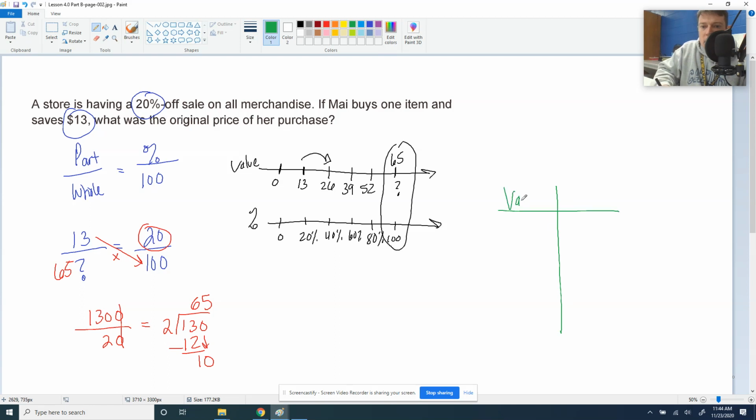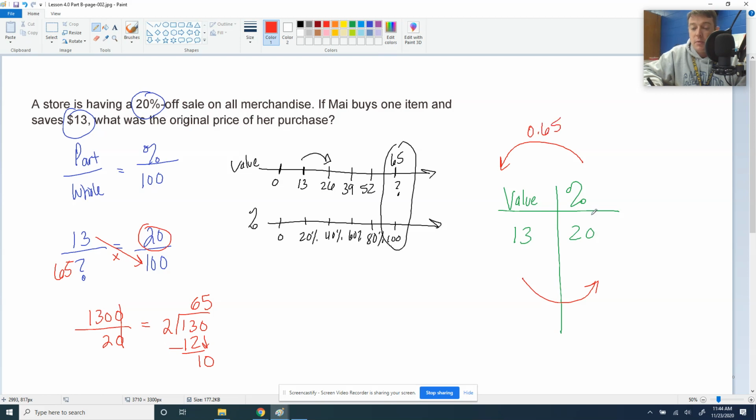You can make a value versus a percent table. We knew from this problem that the $13 value was a 20% relationship. So we could have, from the get-go, found out what the constant of proportionality between these two were by dividing 20 by 13. And if you do that, I've got a calculator right here. If you do 20 divided by 13, you get an ugly number. So let's go the other route. Let's do 13 divided by 20. That gives me 0.65.